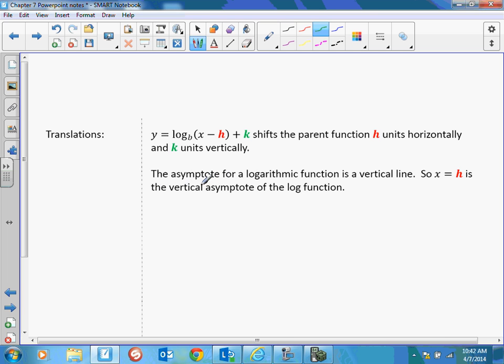The asymptote also changed. On the other ones there was no transformation, so it was always x equals 0. Now it is whatever h is. So if it's x minus 3, your asymptote is going to be x equals 3. If it's x plus 2, then your asymptote is going to be x equals negative 2. Remember that rule where what's in parentheses is usually the opposite. A lot of people mess that up.